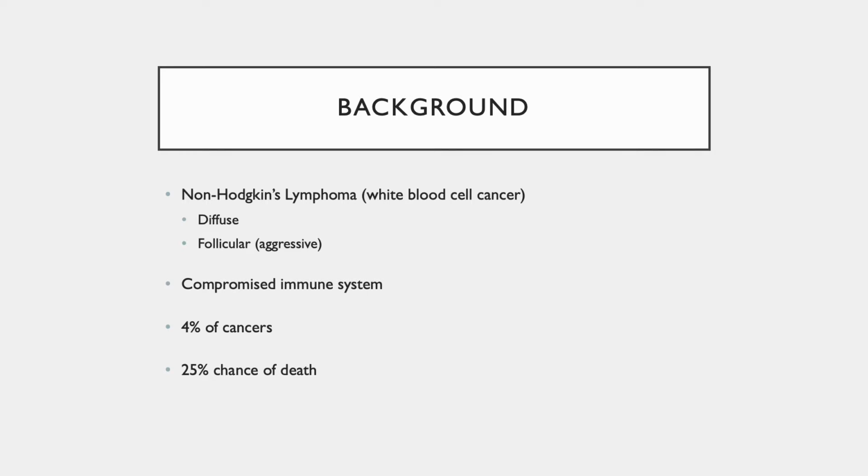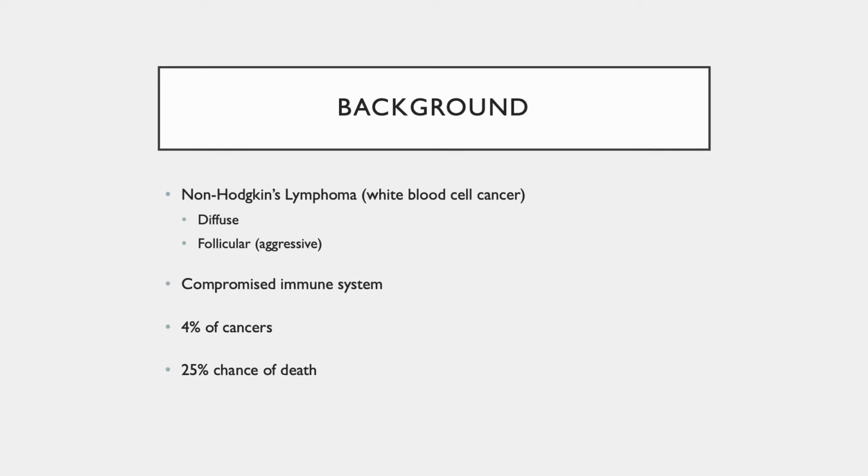It is a cancer that affects a person's white blood cells. As we all know, cancer is a mutative process in the cells that can prove deadly. Since non-Hodgkin's lymphoma affects white blood cells, it also has the side effect of compromising a person's immune system. It makes up about 4% of cancers in the United States and is quite deadly with a death rate of 25%.